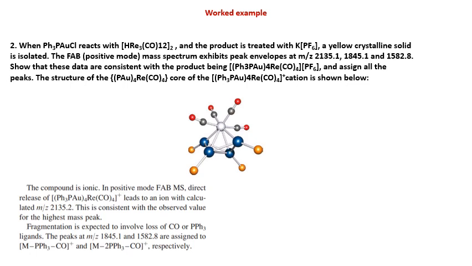So you can see that the overall molecule gives 2135 as the molecular ion peak. This is the base peak. The other two values in the positive ion mode correspond to the fragmented part. The 1845 value corresponds to the cleavage of one triphenylphosphine and one carbonyl moiety, and the second value, 1582, corresponds to the cleavage of two triphenylphosphine and one carbonyl moiety. Thereby it matches with the experimental data.